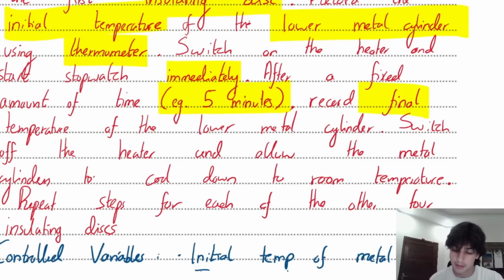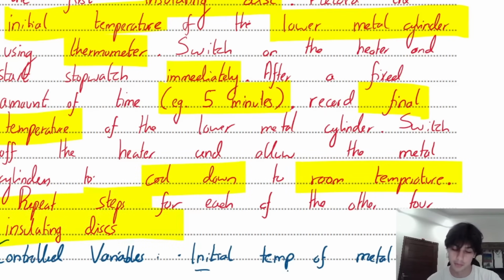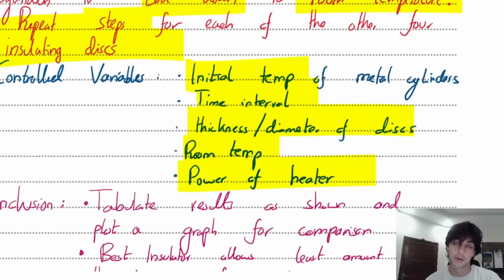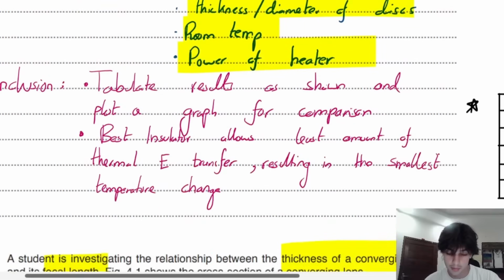So record the final temperature, and then we're going to switch off the heater, because again, after we're done with the experiment, it's obviously going to have some temperature, so we cannot just start immediately. We would allow it to cool down to room temperature, and repeat steps for each of the other 4 insulating discs. Pretty simple, pretty straightforward. Here are some things that we can control: initial temperature, time interval, thickness, room temperature, and power, because we talked about how power relates to thermal energy supply.